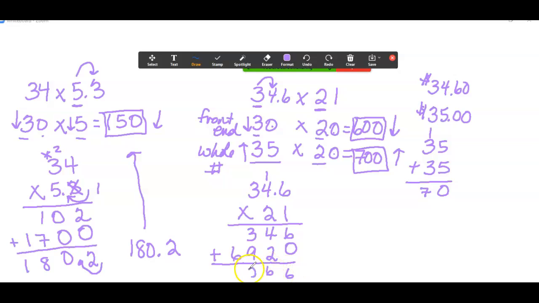Add them together, and I have 7,266. Well, again, if I'm looking for something that's between 600 and 700, 7,266 is nowhere near that, okay? Because I didn't deal with my decimal yet. So I have to count over one place. This factor does not have any decimals, so I only have one place in my product to go over. So the real answer here is 726 and 6/10.